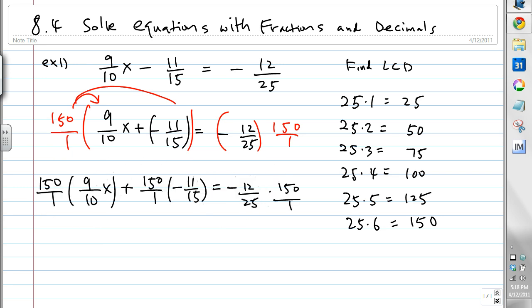Okay, so when I have this, I know that 10 goes into 150. If you think of it, it's like this, or if you want to use the associative property of multiplication, it's really like that. So 10 goes into 150 15 times. Notice, look at the denominator. We just have 1. 15 goes into 150 10 times.